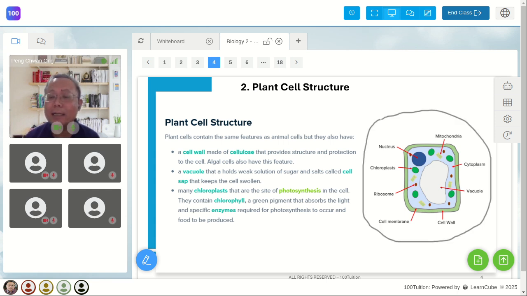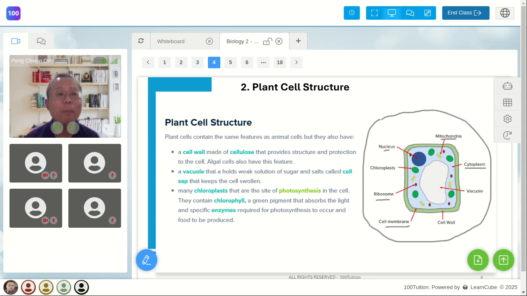Okay, there are similar organelles in the plant cell as in the animal cell, right? We can see the nucleus, which is still the biggest organelle, maybe not in the plant cell, but we will see that it's circular. And we'll see the mitochondria, the cytoplasm, the ribosome, and also the cell membrane. All this exists also in animal cells.